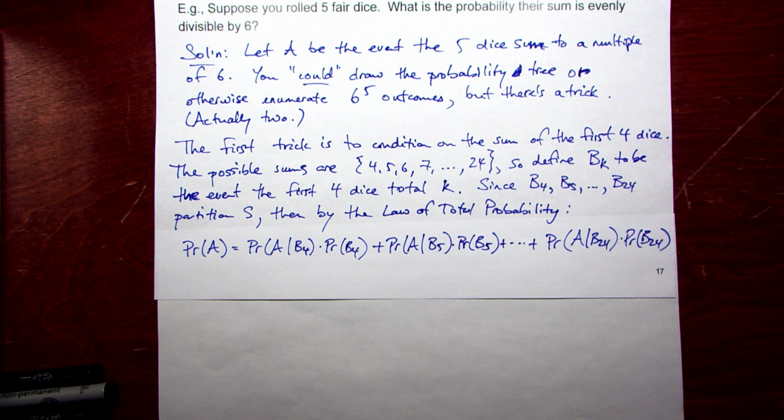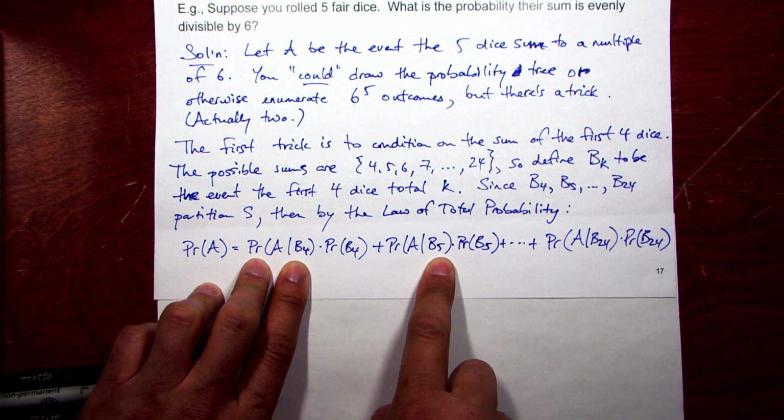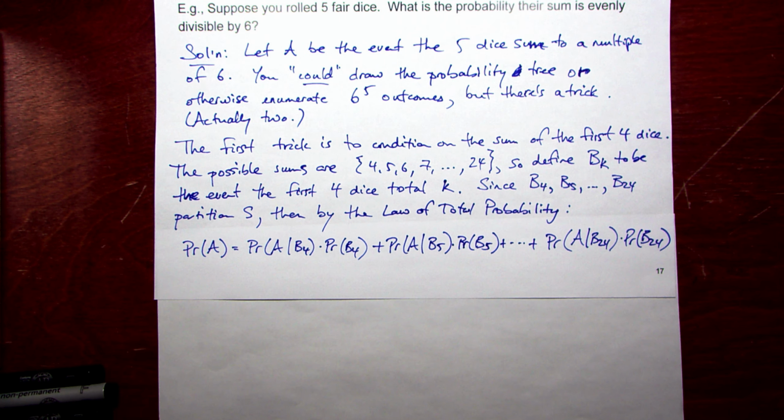Okay, so we roll the first 4 dice, or at least we sort of set them aside in our head, and we find their total. And it's like a 21-way if statement. If it's 4, then we multiply by the probability of B4. If it's 5, we multiply by the probability of B5. So it's a 21-way if statement. Okay, this seems like it's worse than when it started.